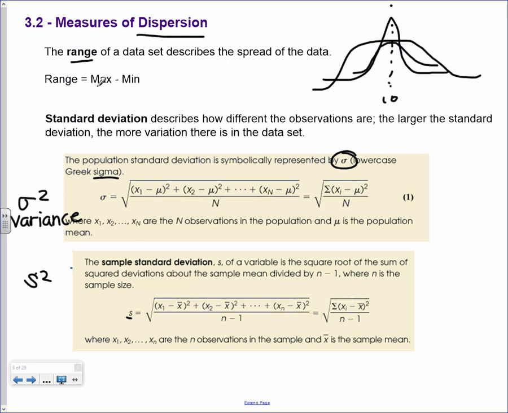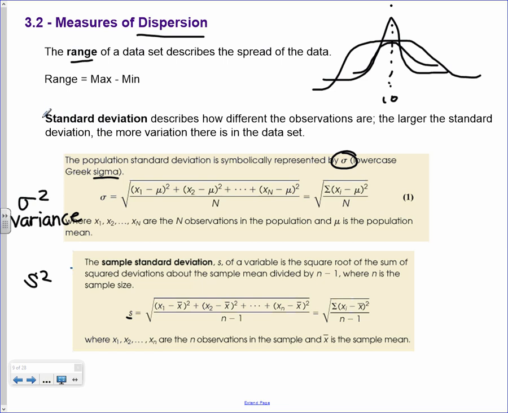The range is just the maximum number minus the minimum. So you take the largest minus the smallest, and that tells you whether you have a range of 10, a range of 1,000, or a range of 10,000. It just gives you a general idea of how close your data points are to each other.